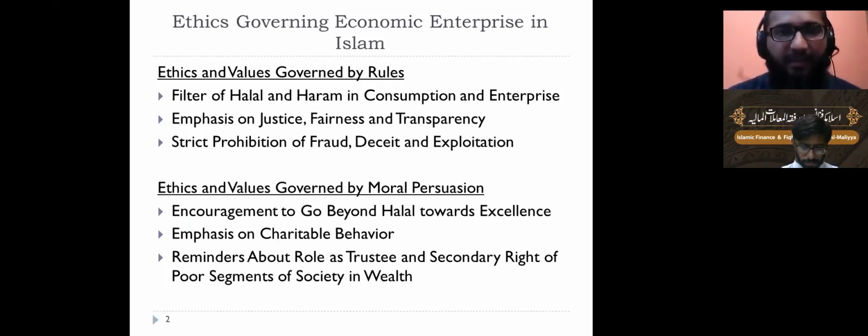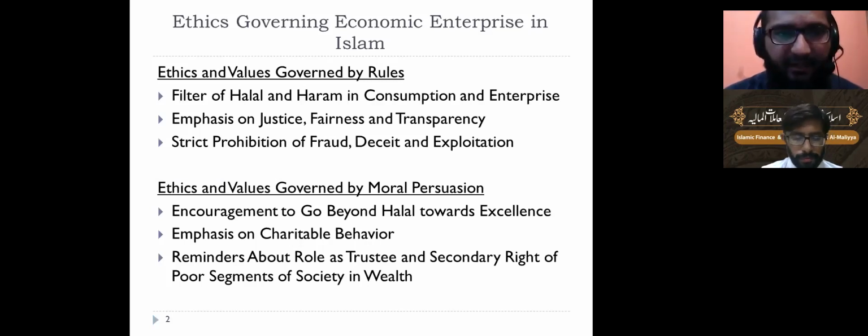First of all, Islamic principles emphasize ethics and values, and these things are governed by rules as well. For instance, when we talk about consumption and enterprise by firms, there is a distinction of what is halal and what is not halal. It is emphasized that when we consume as consumers, or when we produce and supply goods and services as firms, we have to ensure that we engage in transactions which involve halal goods and services, halal commodities, halal subject matter. So that is very important.